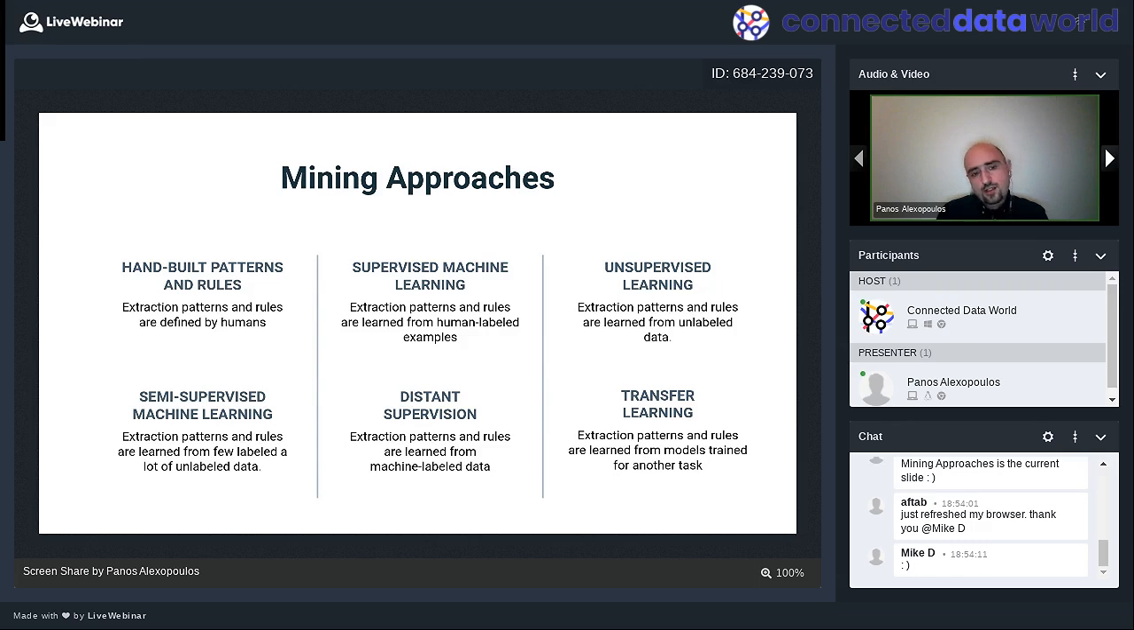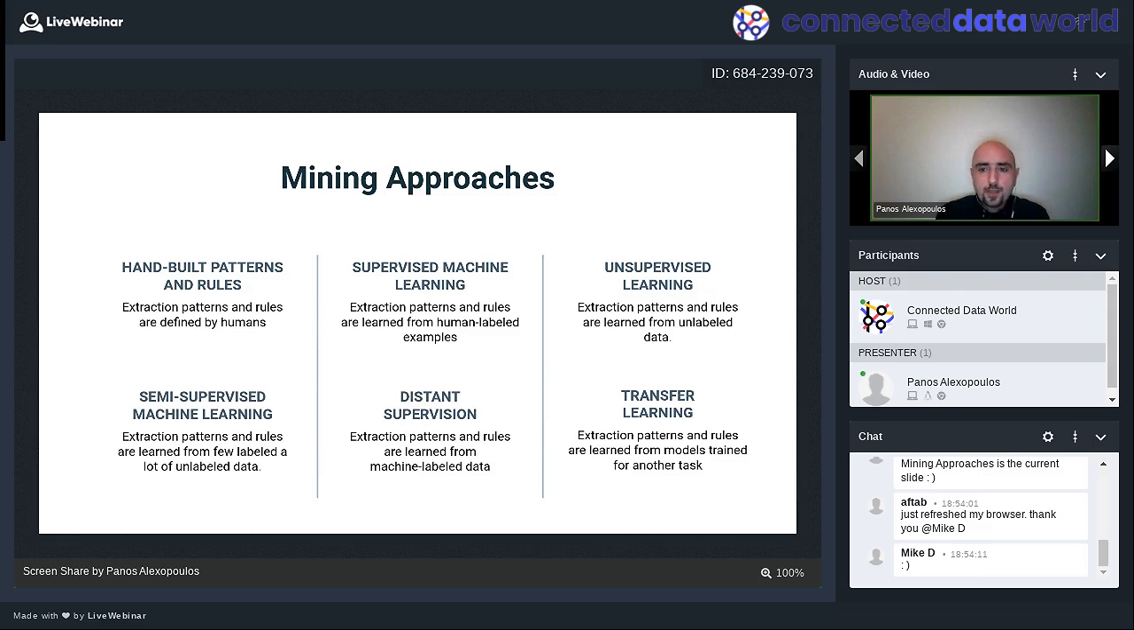And we also have other variations like semi-supervised machine learning, where we give a few labeled data instead of having a lot of labeled data and a lot of unlabeled data. So the system starts with a few labeled data and then it tries to teach itself based on this data about what happens in the rest. There's also distant supervision, where the extraction patterns and rules are learned from machine labeled data. So what happens here is that we define a couple of heuristics and rules to label the data, and then we apply supervised machine learning, but not on human labeled examples, but on machine labeled examples.